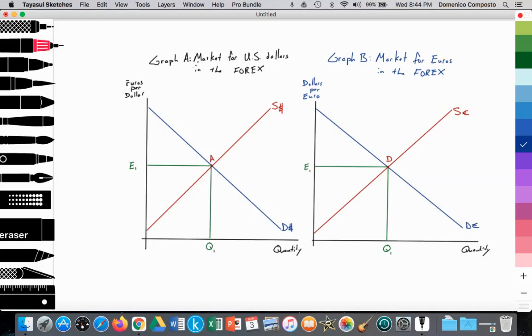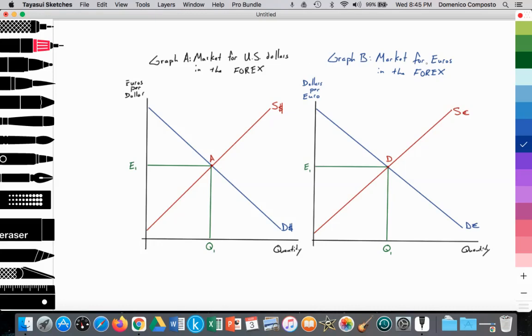Graph A is the market for US dollars in the foreign exchange system, and we're measuring euros per dollar, or for $1, how many euros can it buy? Right? And we have a downward sloping demand for dollars, we're using the dollar symbol there, and an upward sloping supply of dollars, S for dollars. And the equilibrium at point A provides an exchange rate at E1 and a quantity supplied and demanded at Q1.